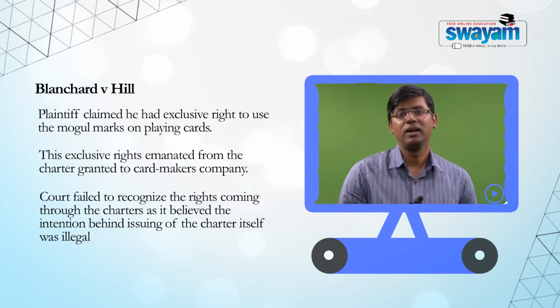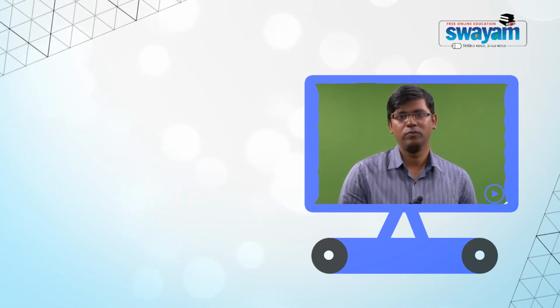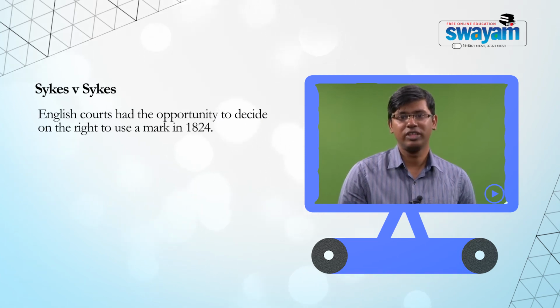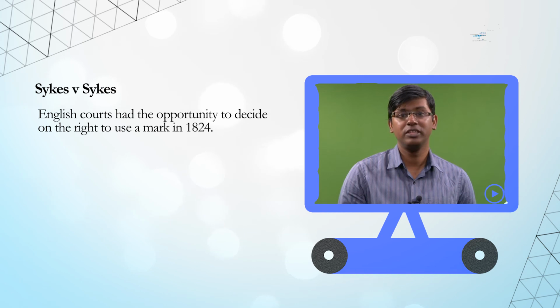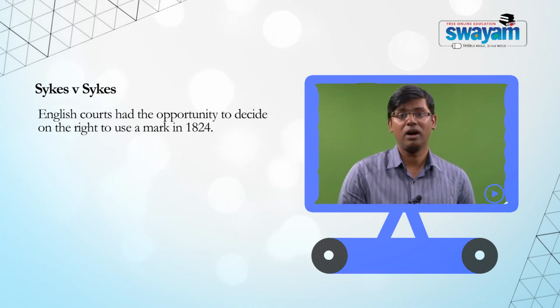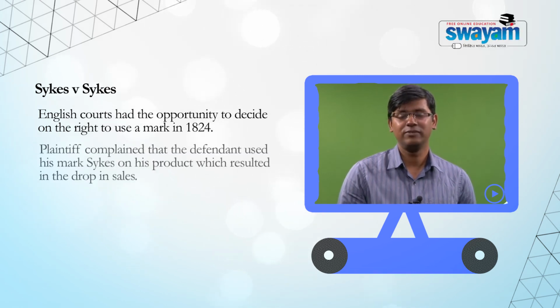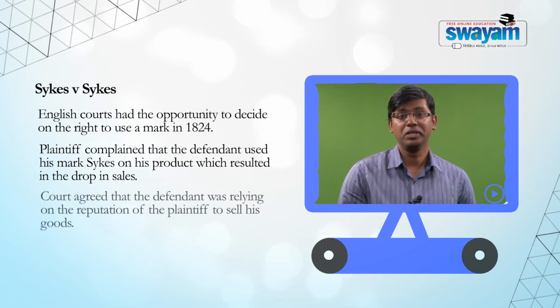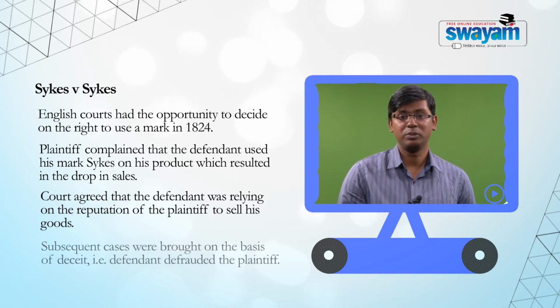Then you had another case which is well known for trademark law, which is known as Sykes versus Sykes. This was an English case where the courts had the opportunity to decide the right to use a mark in 1824. Plaintiff basically complained that the defendant used their mark Sykes on his product, which resulted in the drop in sales. The court agreed that the defendant was relying on the reputation of the plaintiff to sell his goods. Subsequent cases were brought on the basis of deceit, that is, defendant defrauded the plaintiff.